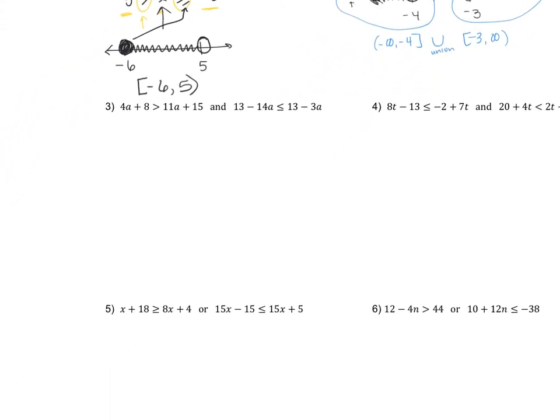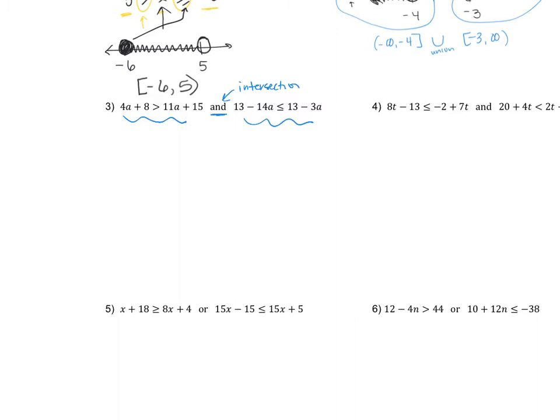All right. For number 3, we again have two different inequalities, but they're separated with the word and. And means where's their intersection or their overlap. It has to be satisfying both this first inequality and this second inequality. So let's solve them and see what happens.